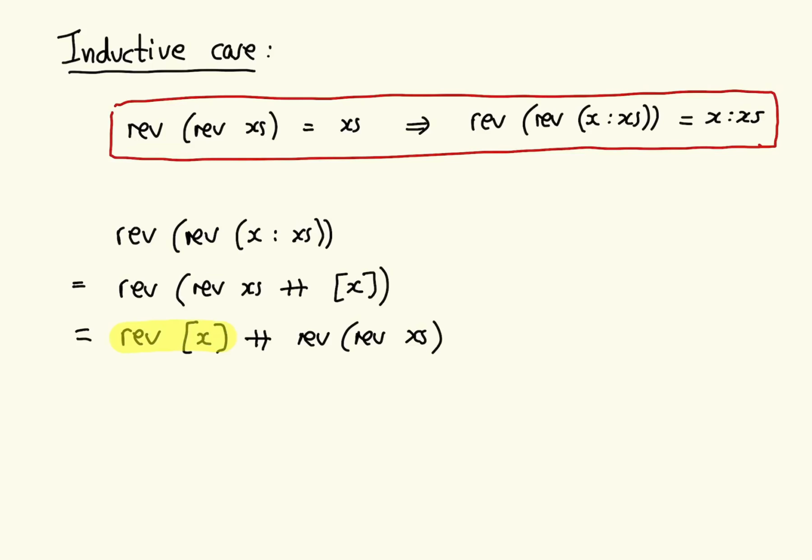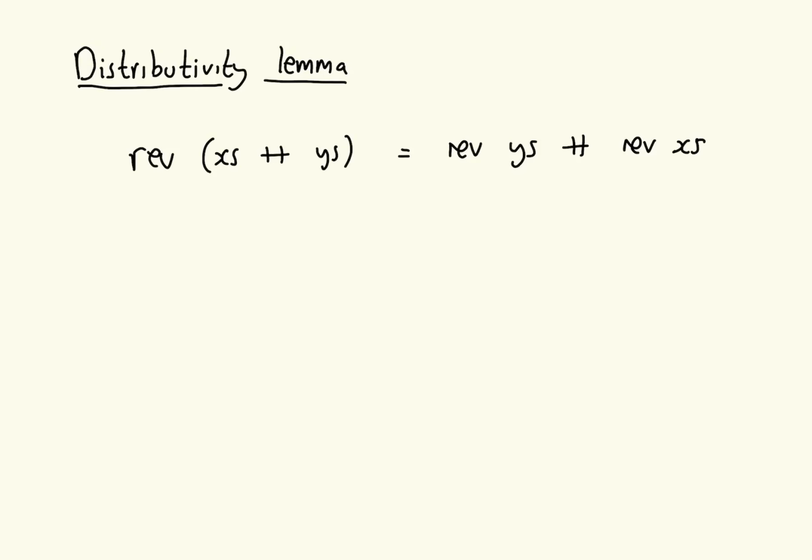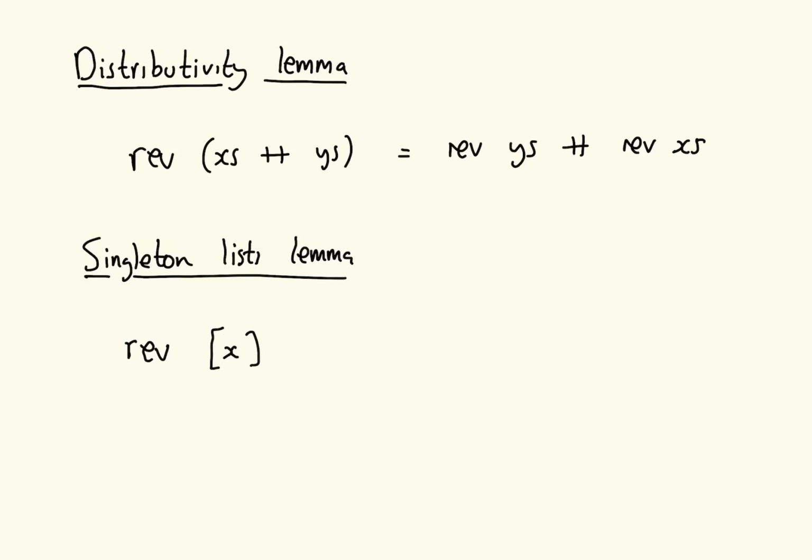Well, let me look at this part here. And actually, it's kind of trivially obvious that if you reverse a list with one thing in it, you are going to get the same list. But this is actually another little lemma which I could have. I could have a lemma, let me call it the singleton list lemma. And what this result would say is if you reverse a list with one thing in it, then you'll get back simply the same list with one thing in it.